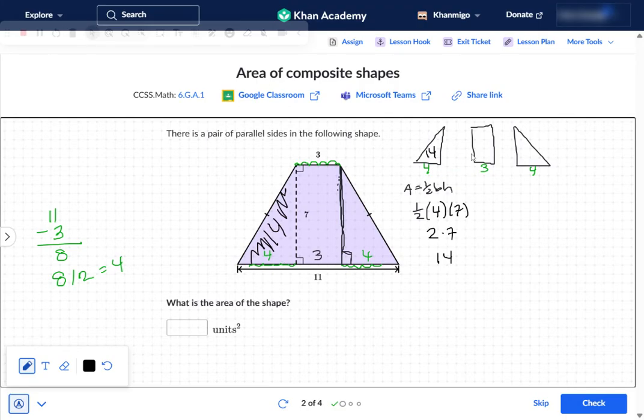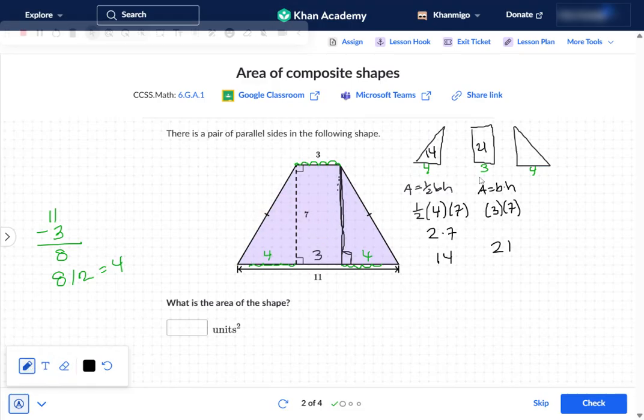14. Area of our rectangle is base times height. So our base is 3 and our height is 7. 3 times 7 is going to be 21. We'll plug that in. 21. I feel like writing on top of this figure is making this more messy, so I'm going to actually just keep it up here for the total areas.